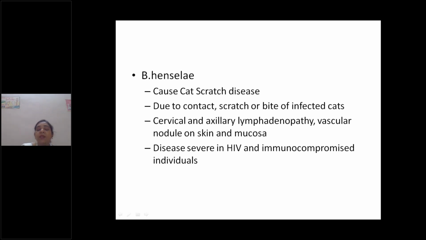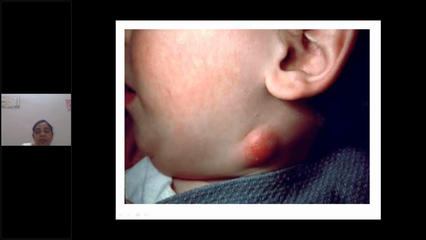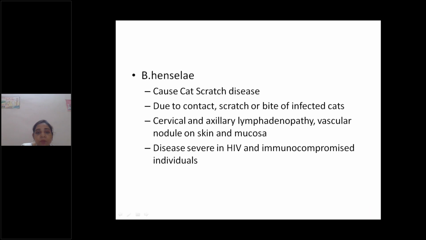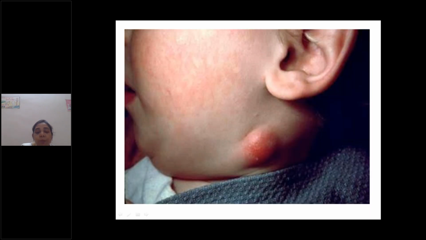It is also called cat scratch disease. You usually contract this disease when an infected cat bites or scratches. It is usually characterized by cervical and axillary lymphadenopathy and vascular nodules on the skin, and this is usually severe in HIV and immunocompromised patients. See, this is cat scratch disease. Lymphadenopathy.